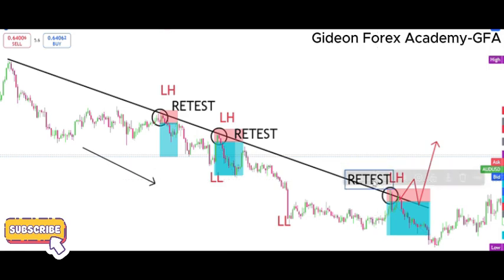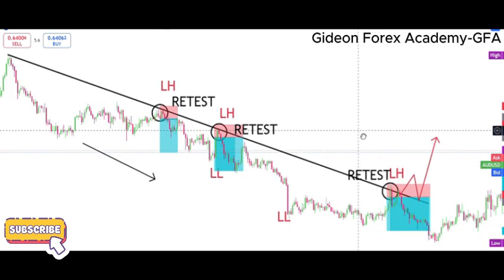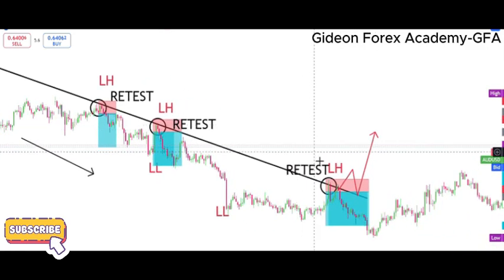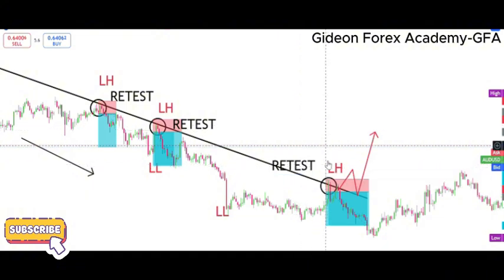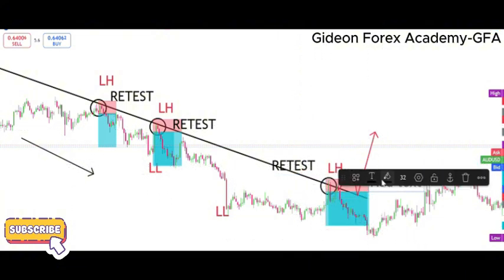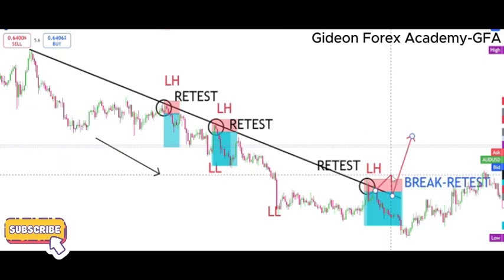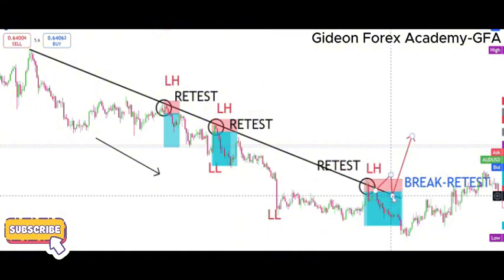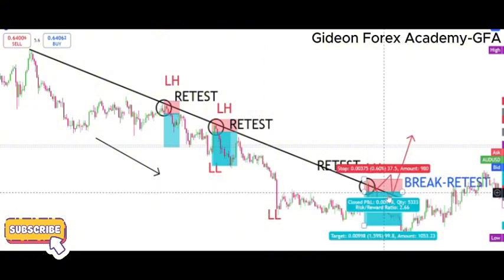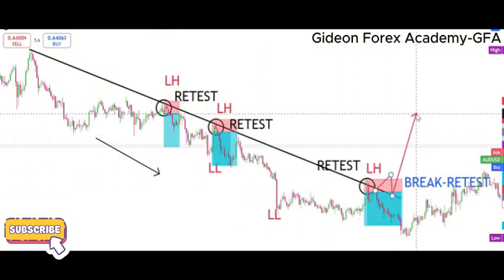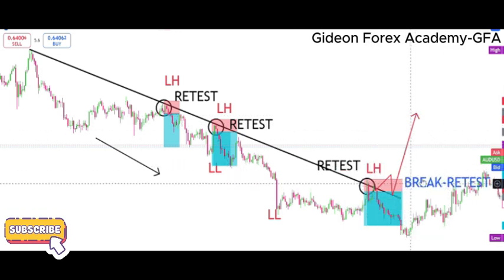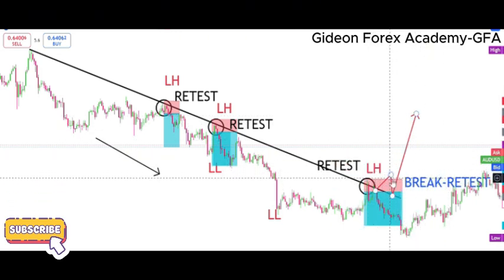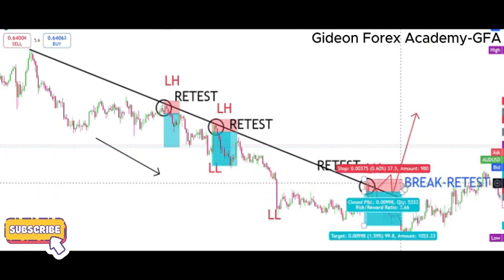That would be the first method. The second method would be buying at the break and retest. Should the price break here, as I illustrated, that would be a break. Then traders would be buying after the retest right here to the upside. So that would be a break and retest, and you always have to wait for confirmations to buy at this point.